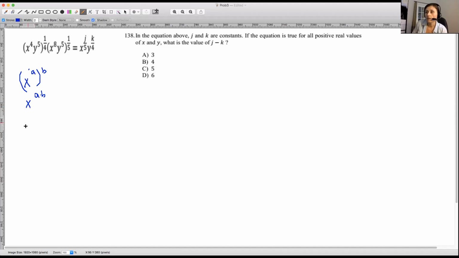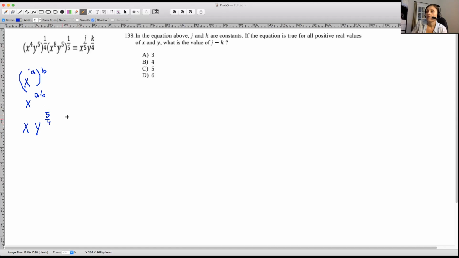So if you say x to the power of 4 and you multiply it by 1/4, it's just going to be x, or x to the power of 1. Make sense? It's x to the power of 4 times 1/4, to the power of 1/4, equals x. So now y is going to be to the power of 5/4. Does that make sense?